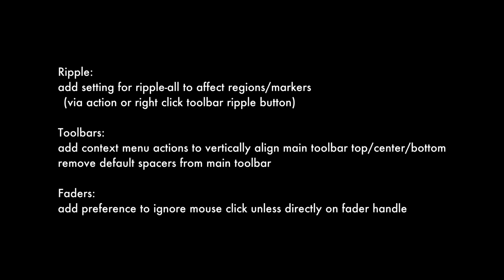We're going to start off with some smaller items. Ripple. Add setting for ripple all to affect regions and markers. Toolbars. Add context menu action to vertically align main toolbar, top, center, and bottom. Faders. Add preference to ignore mouse click unless directly on fader handle.